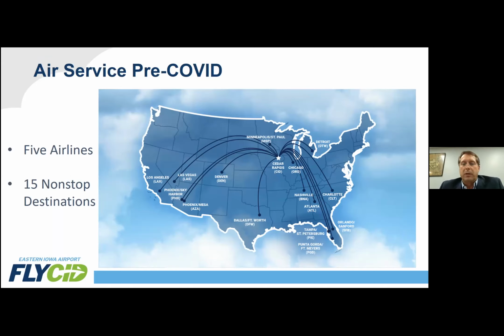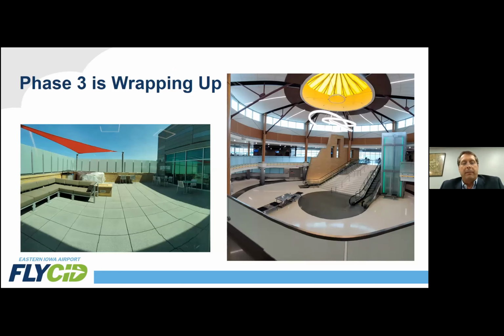Some of the newest announcements we had leading into COVID were nonstop service to Nashville, which was real popular for folks on Allegiant Airlines. And then American had started Phoenix Sky Harbor service to complement the Allegiant Phoenix Mesa service. So really a great route map for a small hub airport in the middle of the country. So very proud of that route map.